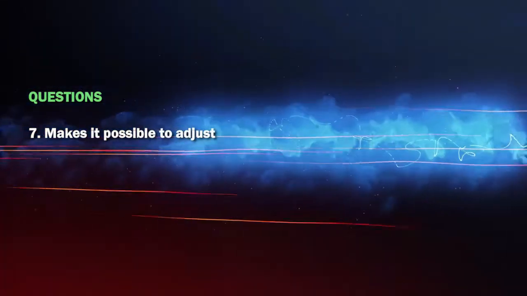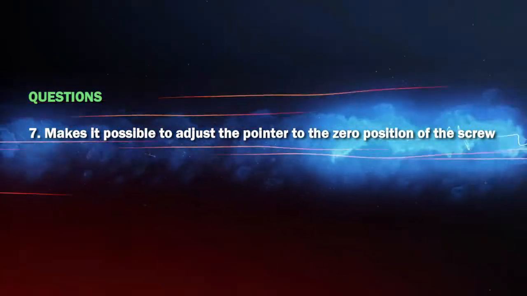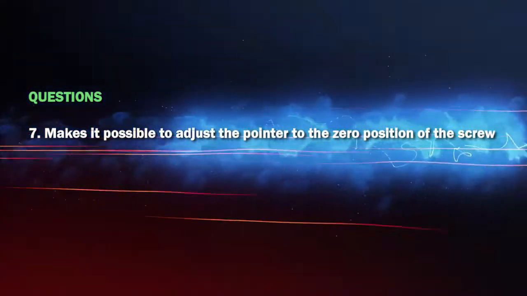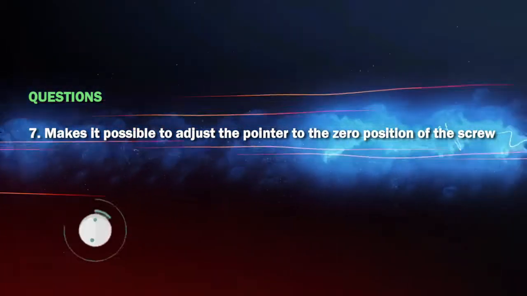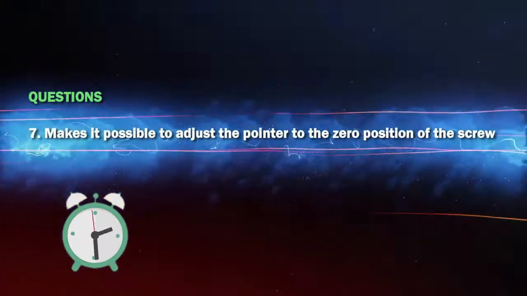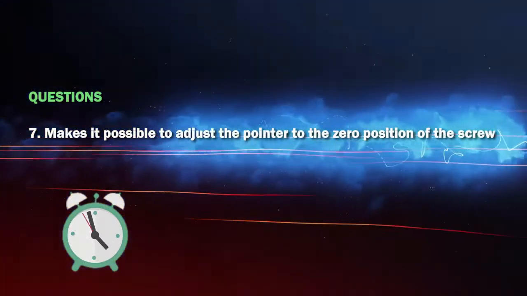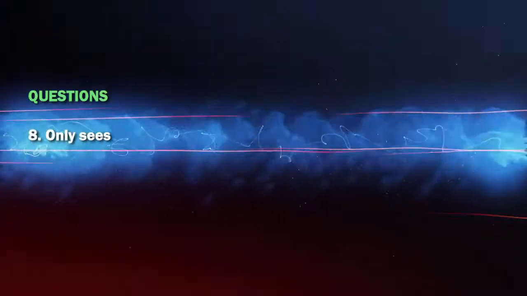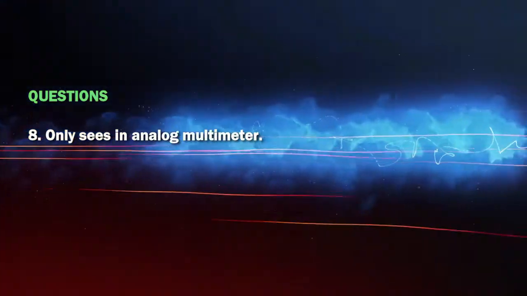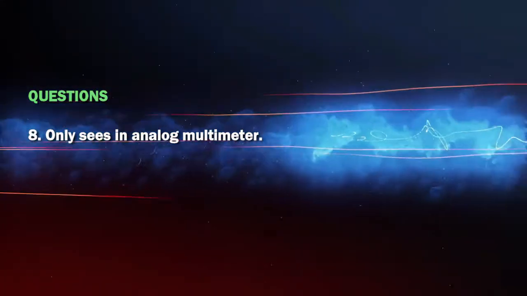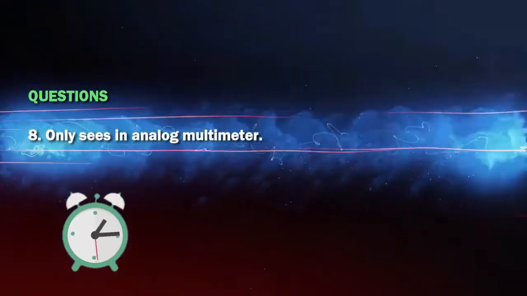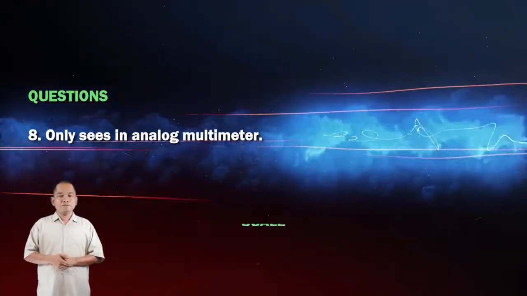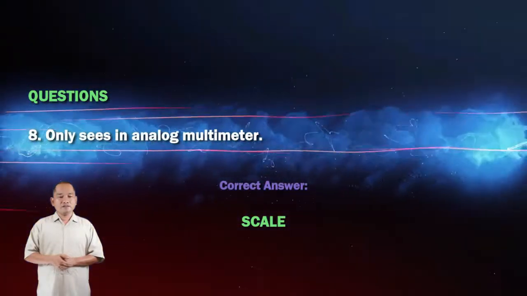Seventh question. Makes it possible to adjust the pointer to the zero position of the screw. Time's up! The answer is adjustment screw. Eighth question. Only seen in analog multimeter. The answer is scale.